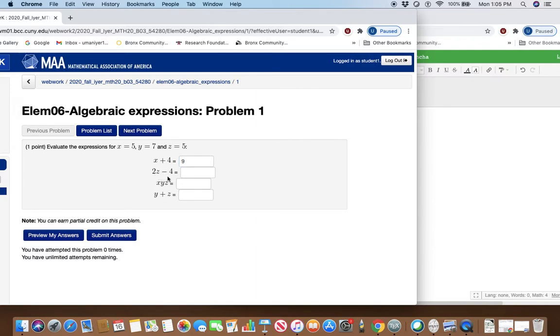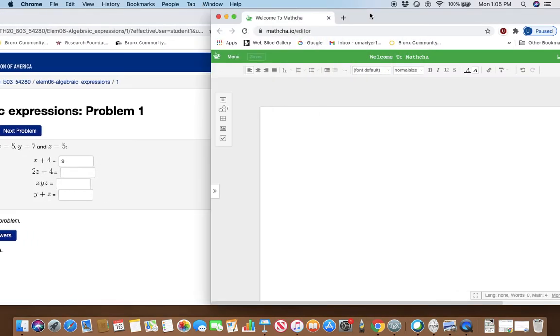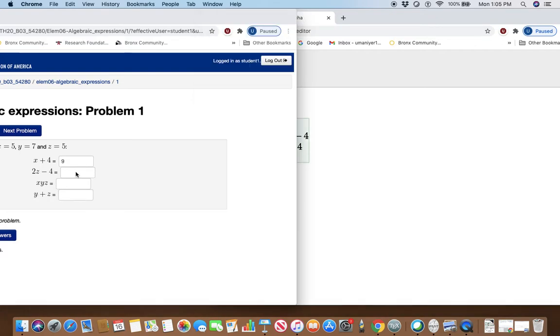2 times z minus 4. I'll have to write it down. 2 times z minus 4. Alright. So z is parentheses 5. So wherever I see the variable, first create parentheses, then put in the rest of the expression. So that tells me it's multiplication. 10 minus 4, that is a 6.